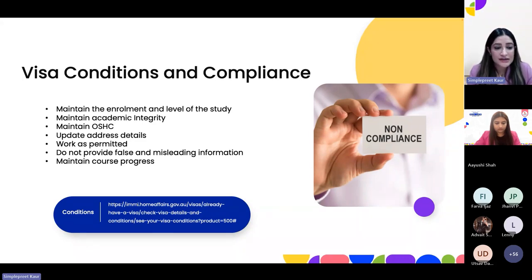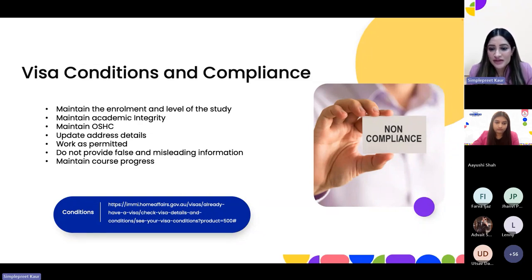Maintain health insurance. Again, I have already told you that health insurance is one of the most important factors which contribute to maintaining the student visa. Once it has been granted, make sure it is not lapsed during the student visa. When you're holding the student visa, you keep your address details updated with the Department of Home Affairs.